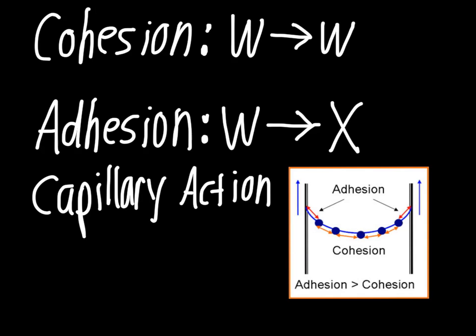So these are the three terms you have to know in order to work your way through the lab. You'll actually develop a hypothesis based on the information you now know about cohesion, water molecules sticking to other water molecules, adhesion, water molecules sticking to something other than water, and then this idea of capillary action, which is basically adhesion and cohesion at the same time, with the understanding that adhesion is stronger.